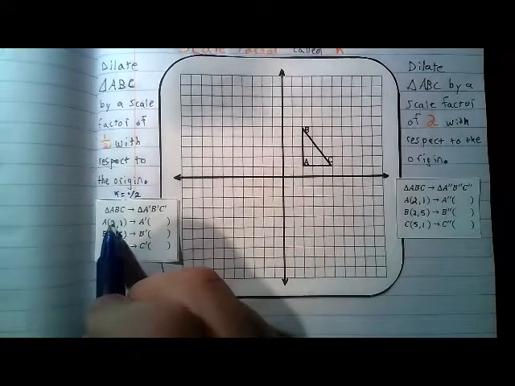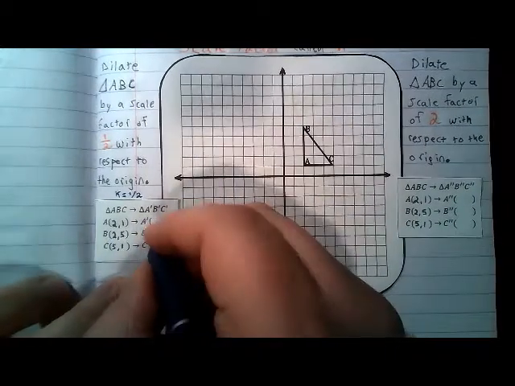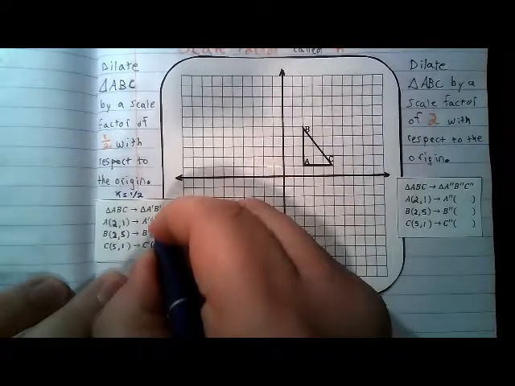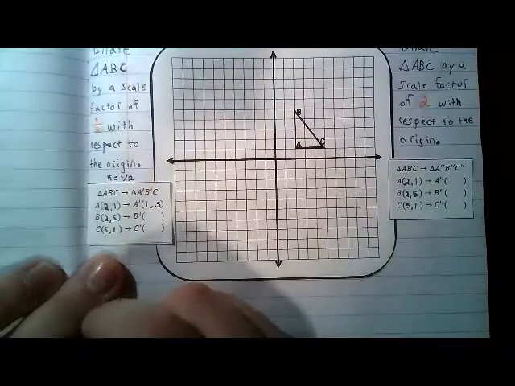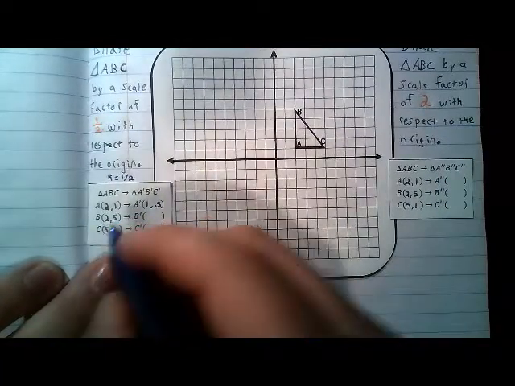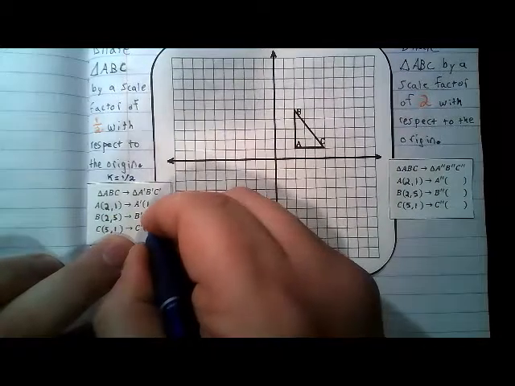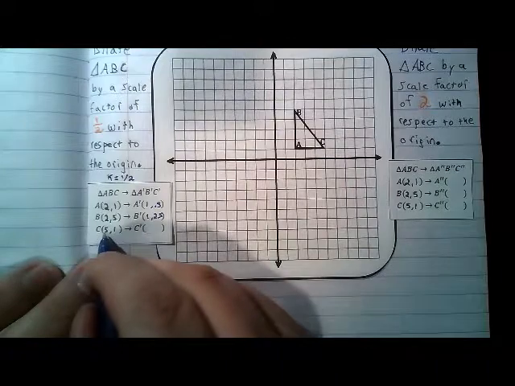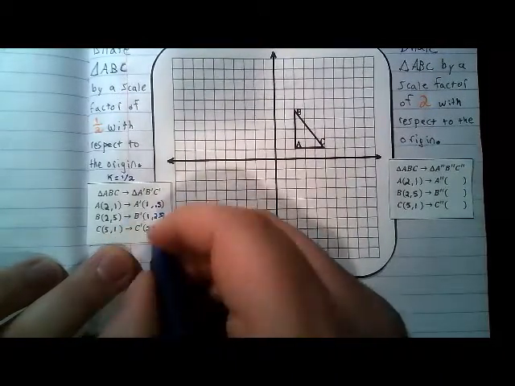We're going to multiply each of these values by 1/2. So 2 times 1/2 is 1. And 1 times 1/2 is 0.5. Same thing over here. 2 times 1/2 is 1. 5 times 1/2 is 2.5. And finally 0.5.